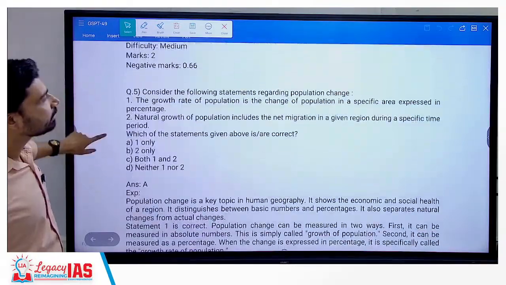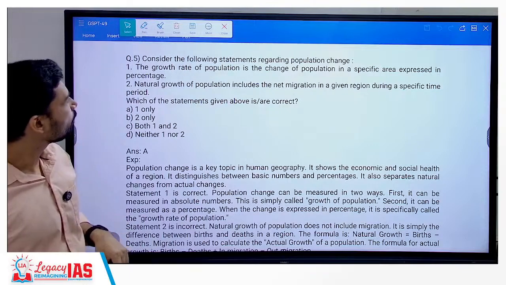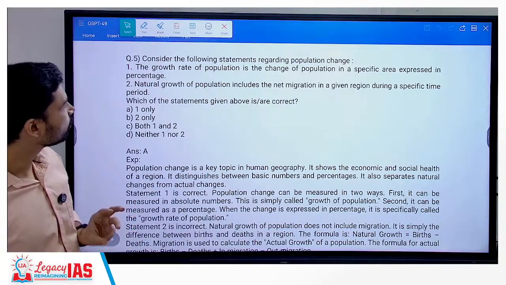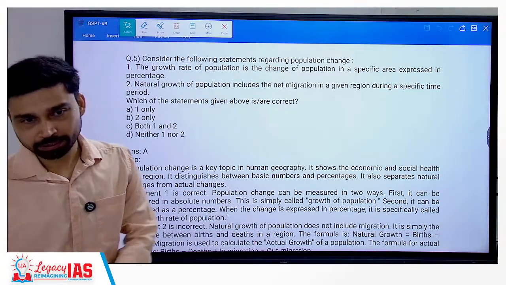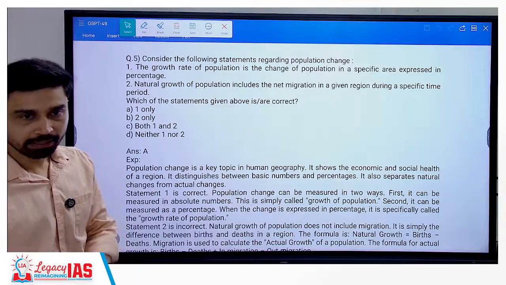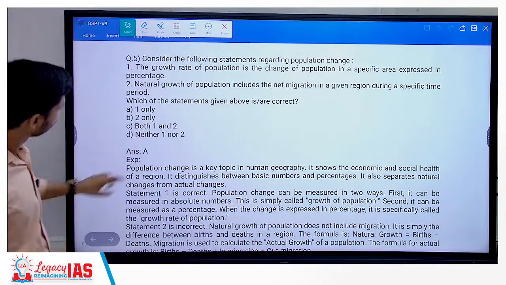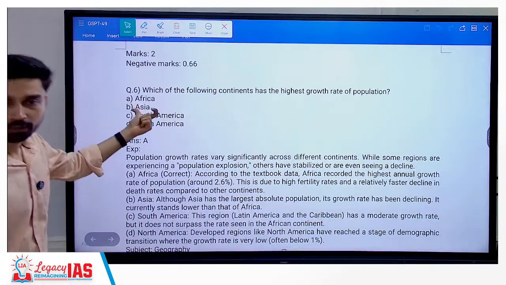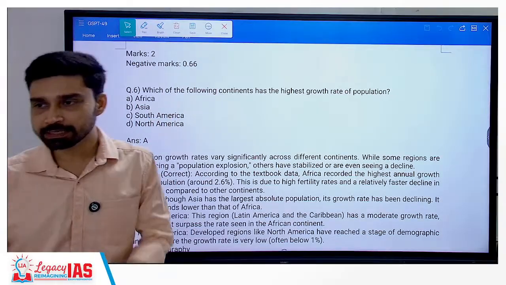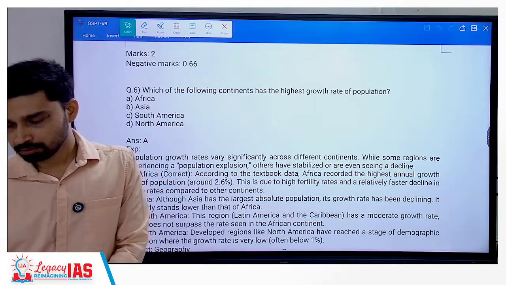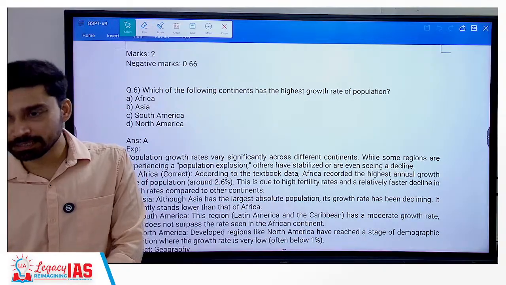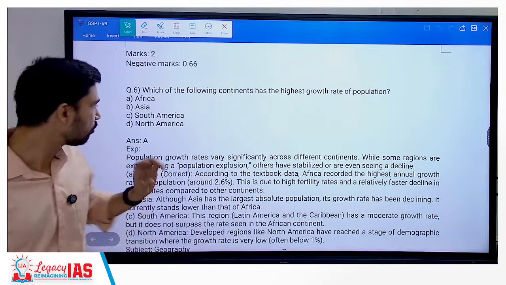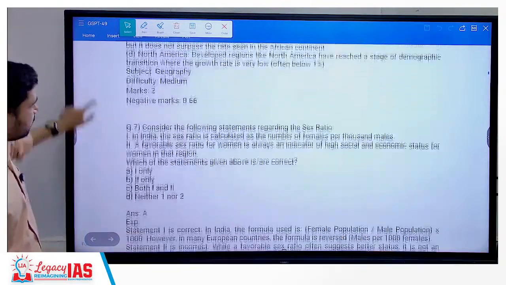Then consider the following statements regarding population change. Growth rate of population is the change of population expressed in percentage, right? Natural growth of population does not include migration. That is the real growth rate. Natural growth rate plus minus migration. So what is the correct option? A. Then, where do we have the highest growth rate of population? Africa. Okay, we have discussed it. Youngest population. In the coming 10 years, which countries will contribute the maximum? African countries, sub-Saharan Africa. Even within the African continent, the regions in sub-Saharan Africa will contribute the highest.